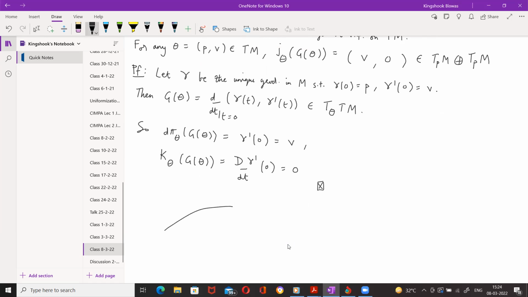So if this is your geodesic, and this is P, so P is gamma(0), and Q is gamma(T). Then the change in the foot is just this gamma prime(0), which is V.